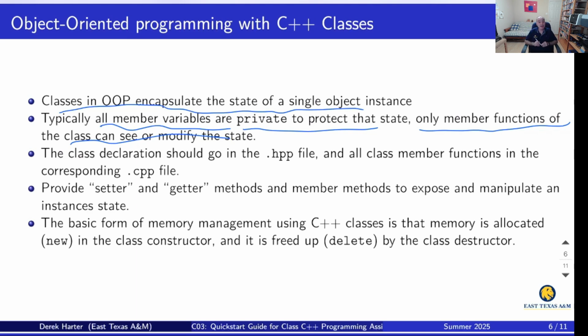Like our multi-file project example, the declaration for a class should always go into a header file, a .hpp file that usually holds the C++ class declaration. And then all implementation of member functions of the class should go in the corresponding CPP file. So that's where you'll have the actual implementations of the member functions for a class.